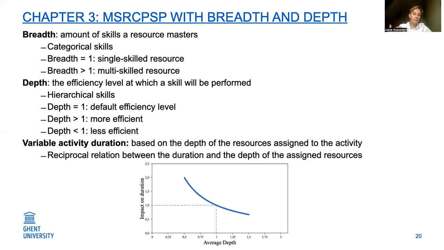Now, because we introduced this depth variable, we also have a variable activity duration. In this case, the durations are based on the depth of the resources assigned to the activity. And we have a reciprocal relation, which means that, as you can see in the graph, if the depth is higher, the duration will be lower, while if the depth of the assigned resource is lower, the duration will be higher.